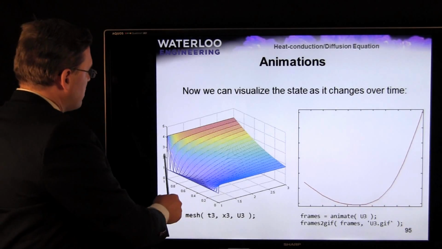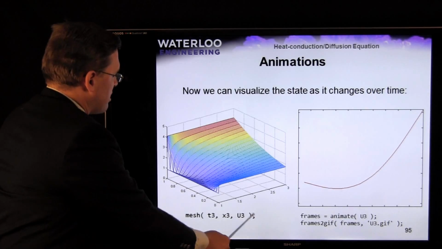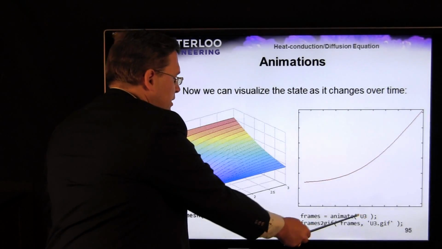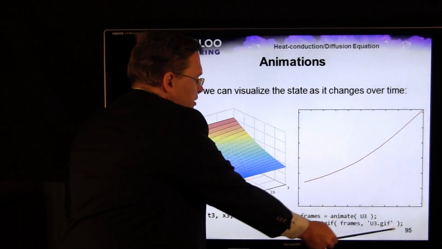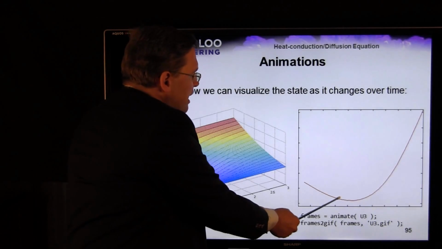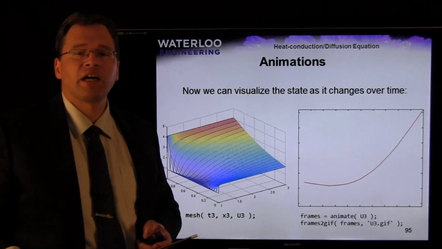And so in this case, this is the returned matrix U when displayed using the mesh command. However, once you pass the matrix U3 through animate and then save it to the file u3.gif, we notice that we can now see how the temperature changes over time along the entire interval.